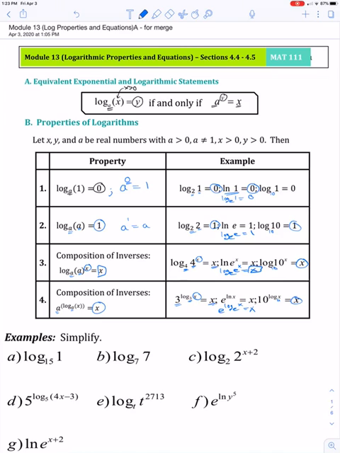So looking at example A here, log base 15 of 1. Well, what does it simplify to? We know the log of 1 will always equal 0. It doesn't matter the base. And we could check it: 15 to the 0 power is 1. Yes, the power to which we raise our base to get x, that's what that log equals.